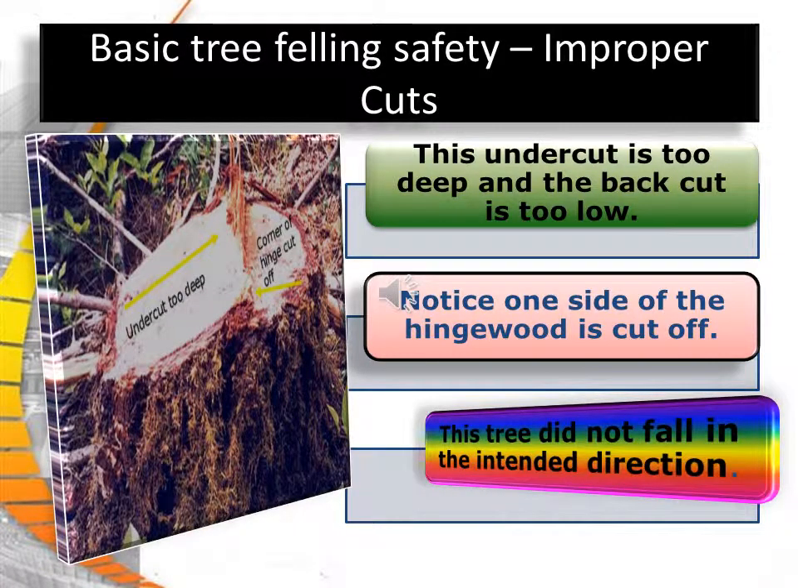Here we can see where the undercut was too deep and the back cut was too low. Notice that one side of the hinge wood is cut off, and this tree also did not fall in its intended direction.